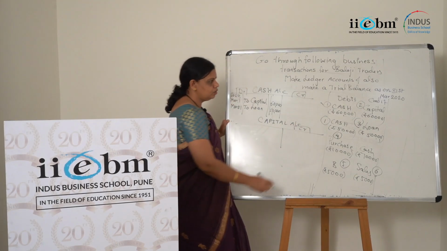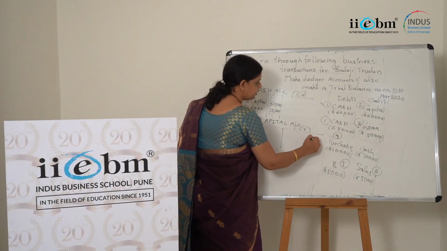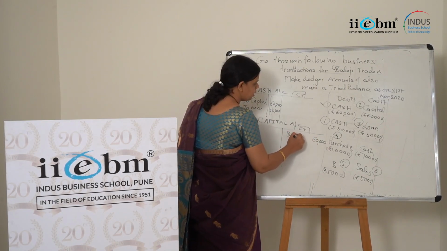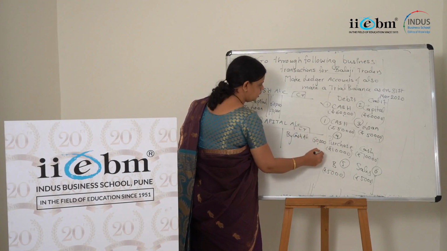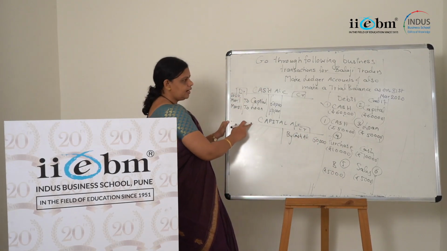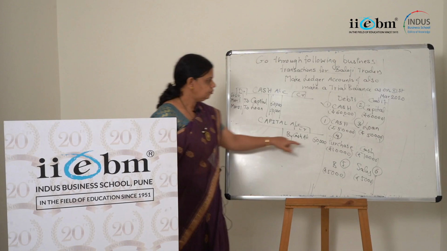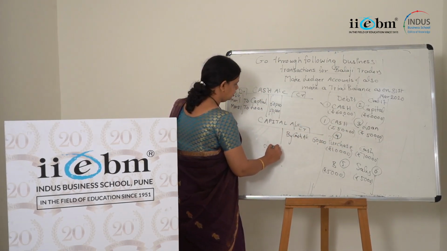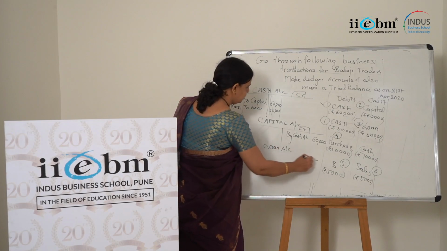So where should I show this 60,000? On the credit side. And what I'll write down? By cash account. What will be the amount? 60,000, right? Second ledger account I have opened. Third ledger account, I can make a loan account.